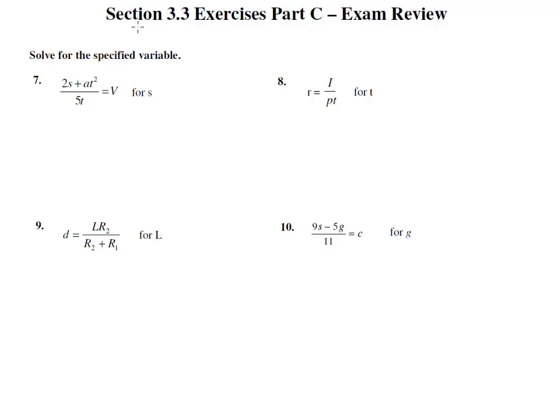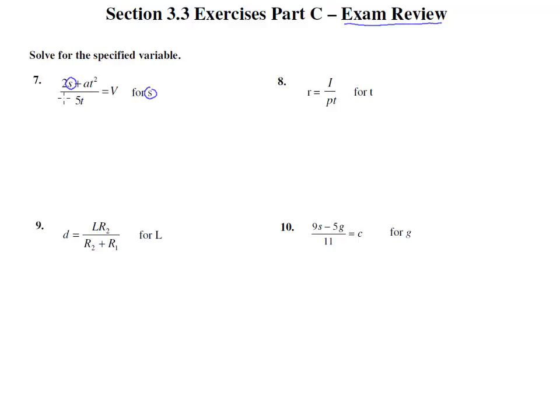Here we are in section 3.3, exercises part C, studying and reviewing for the exam. Number 7 through 10: solve for the specified variable. So number 7, (2s + at²) all over 5t equals v. That looks like a crazy formula, but we're trying to get s by itself. So let's circle it so we don't forget that really we're just trying to peel off everything but that s.